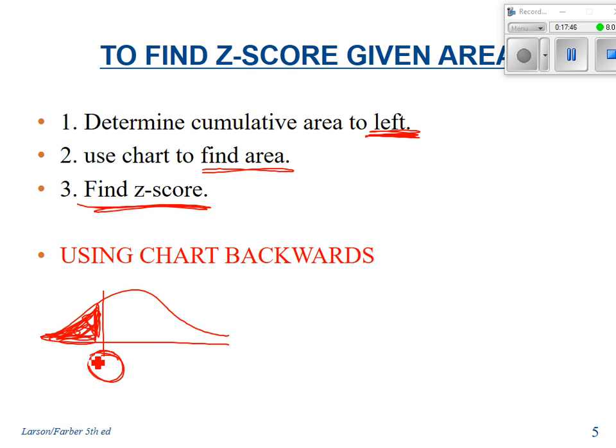If we're trying to find something off to the right, using the chart is a little more difficult, just like it was the first section in this chapter, because the chart doesn't tell you the area off to the right. What you got to do is take this area and subtract it from 1 to find this area out here, and then look up that score, and that's going to tell you the z-score. It's not that much harder. You just do 1 minus whatever the area is. But it's 2 steps then instead of just 1 step.